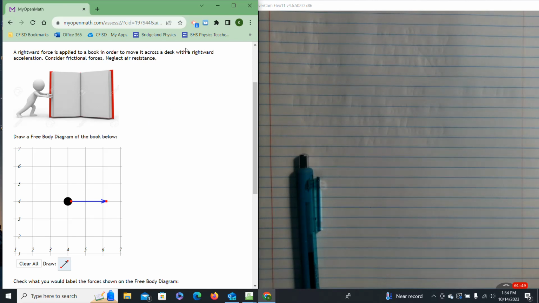However, because it tells me that I have a rightward acceleration in the question, then I know that my net force needs to be to the right. So this vector that I just drew for my applied force needs to be longer than the vector I draw for friction. Again, it doesn't matter exactly how long they are, it just needs to be relatively longer, which I have drawn in that way.